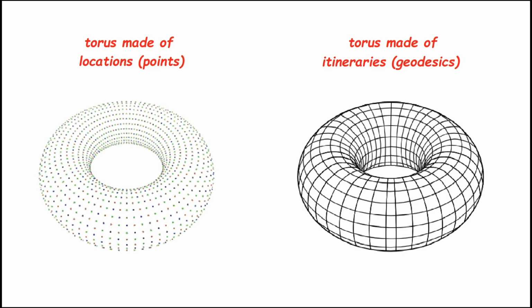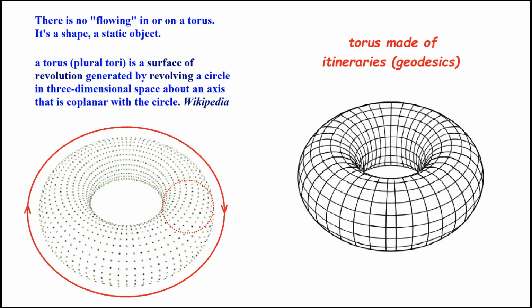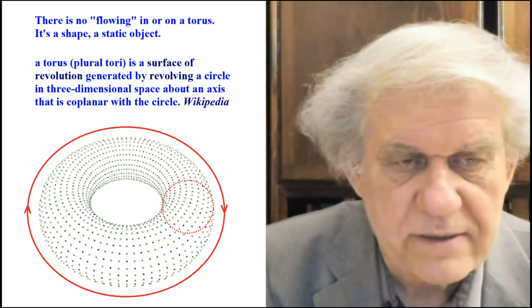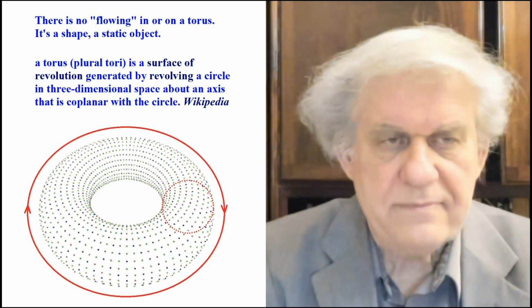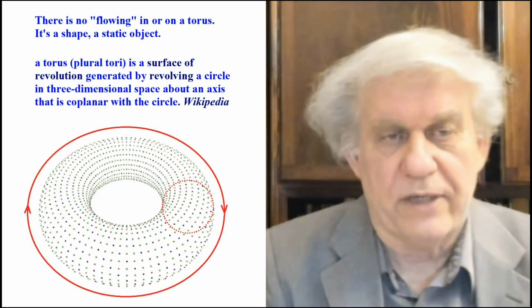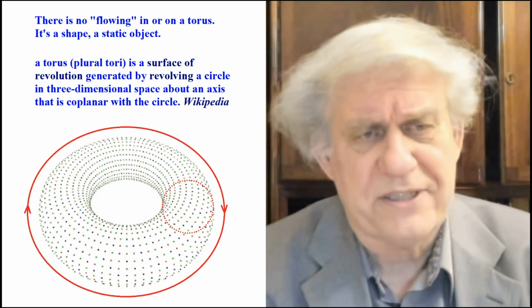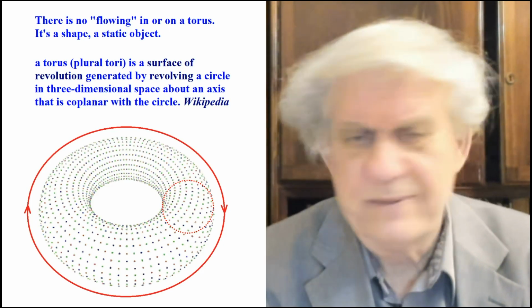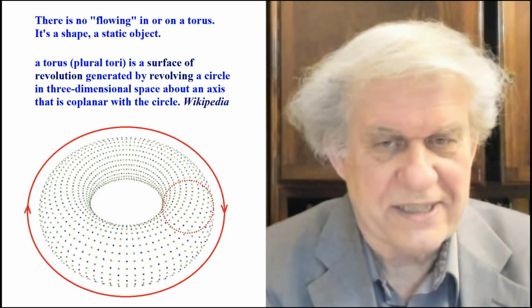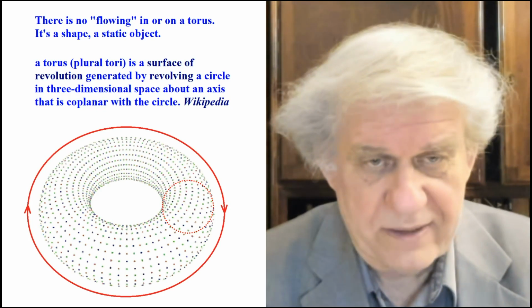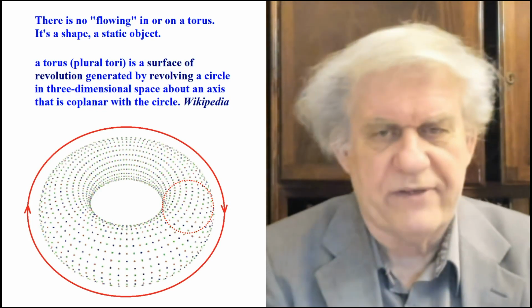So what is a torus? Well, we've got to look at the definition so that we understand where we're at. This is the formal definition. Someone said to me, there is no flowing in or on a torus. It's a shape, a static object. Absolutely not. Learn what a torus is. For that, you've got to look up the definition. This is from Wikipedia, but you can find the same definition everywhere.